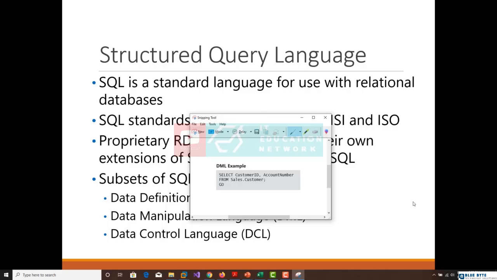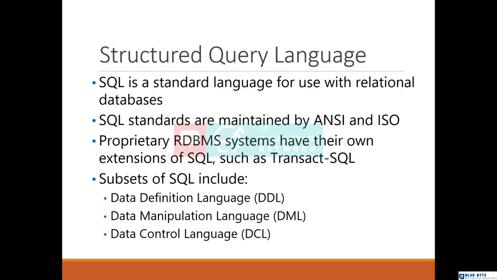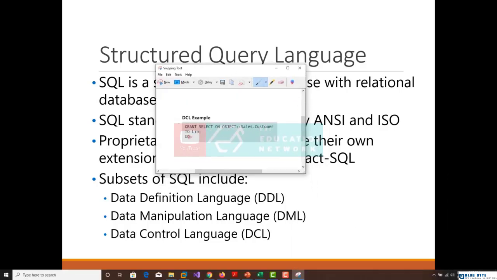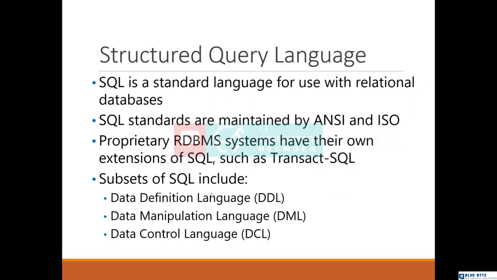And we have one more, which is DCL, Data Control Language. With this one, we can use commands like GRANT, DENY, and REVOKE statements to control access to data by defining permissions. An example for this one: GRANT SELECT ON OBJECT Sales.Customer to Tulin. Give her permission to access, and again, you can perform that permission. So this is the DCL.